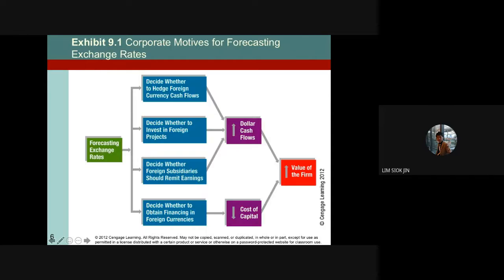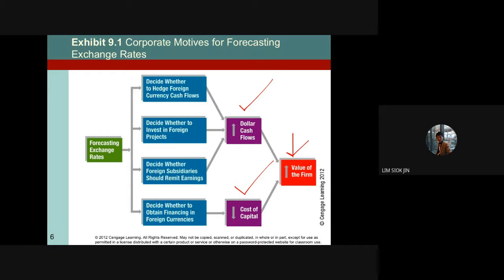it. All right, so forecasting exchange rate risk, ultimately the goal is to maximize the value of the firm. Okay, maximize the value of the company. How? Because by forecasting, they can make better decisions that will increase cash flow and reduce cost of capital.